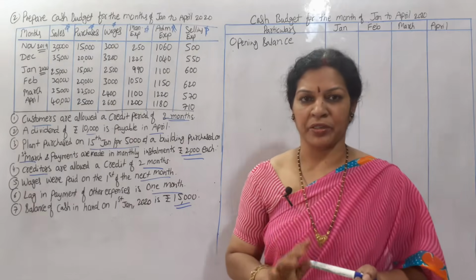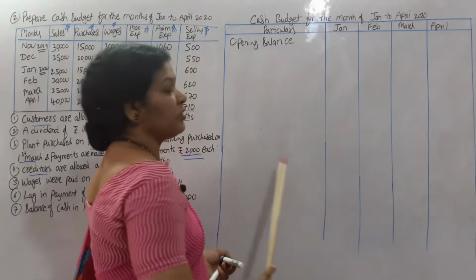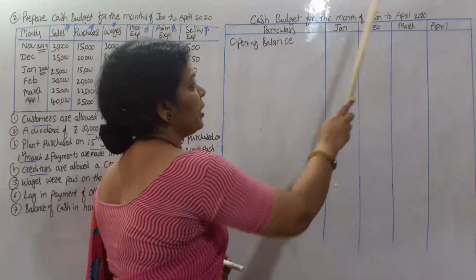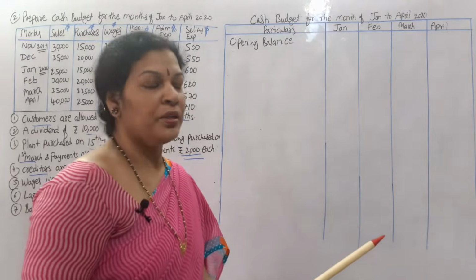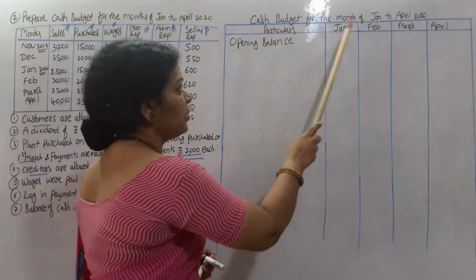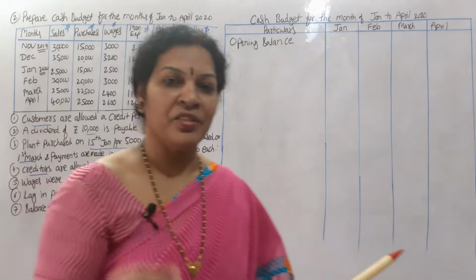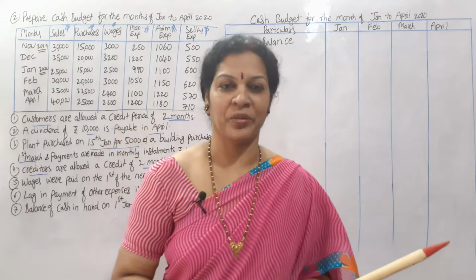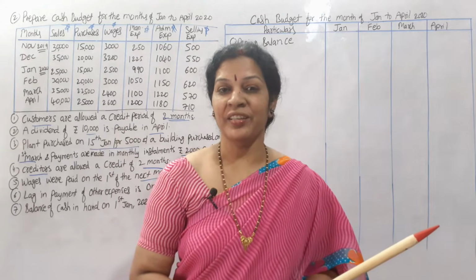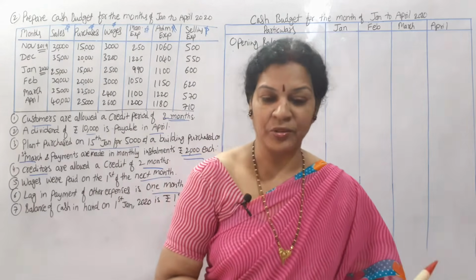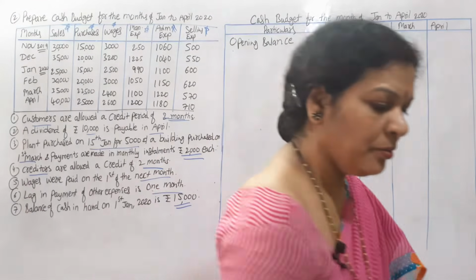You know the format, right? The format is: cash budget for the month of January to April 2020. Particulars: January, February, March, April. 4 months they are asking us to prepare. Now pause the video, start working out. Okay. Now check your answer, I'll work it out.